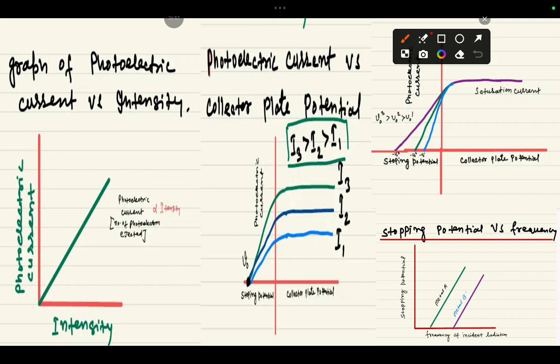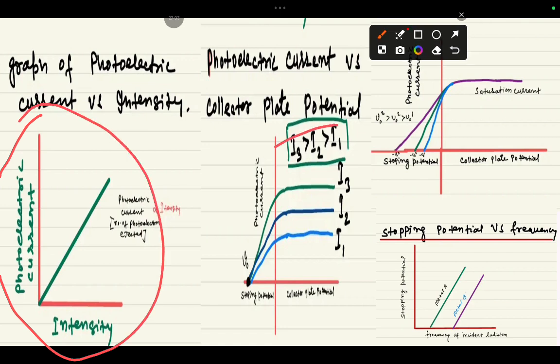So you can see the observations in a rough graph. This is about the photoelectric effect and intensity, the intensity of light with the incident current. That is about the stopping potential and collector plate potential for I1, I2, I3, where I3 is greater than I2, and I2 is greater than I1.